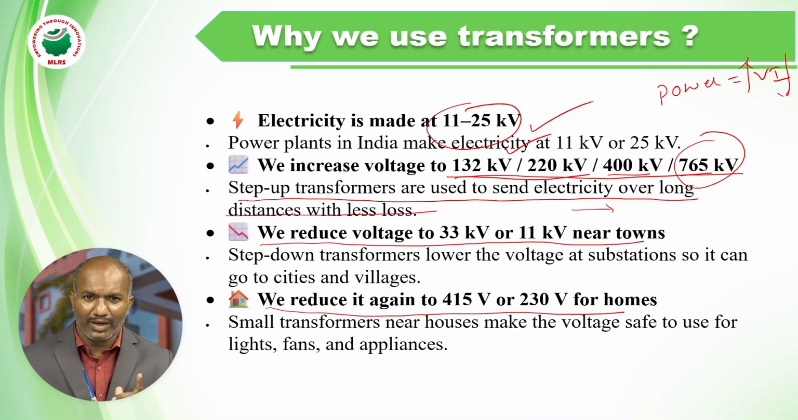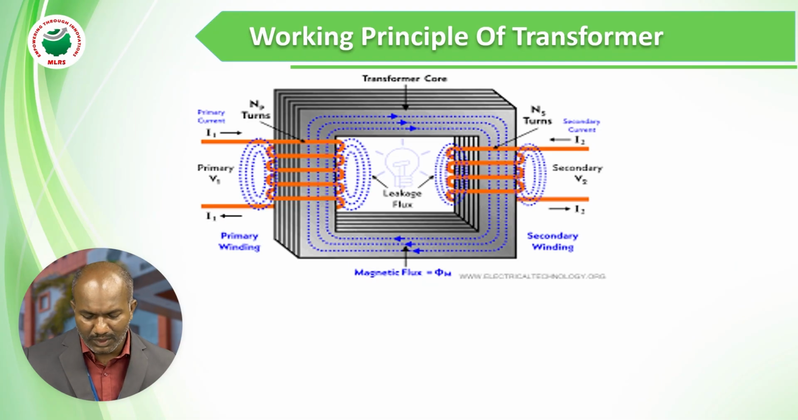Okay, this is the overall idea of why we are using transformers: in order to reduce losses in the transmission lines, and one more point, we are reducing the cost of the transmission line. This is the overall view of why we are using transformers. So what is the working principle of transformers? Already it is discussed in the first slide.